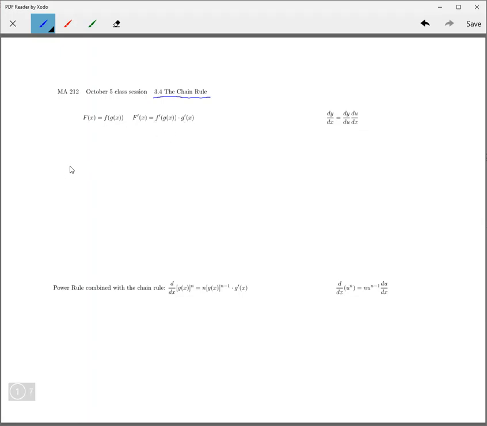So for example, let's suppose that we have capital F of x could be something like sine of 2x to the third power, like that. So that's a composition. If we let f of x be sine x and g of x be 2x cubed, then this function here is a composition, f of g of x.